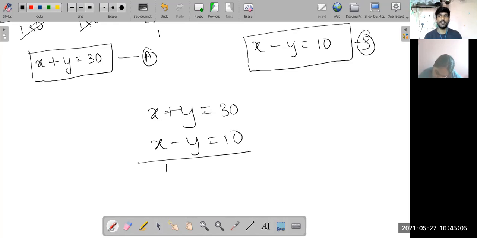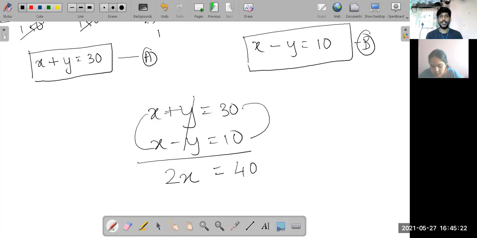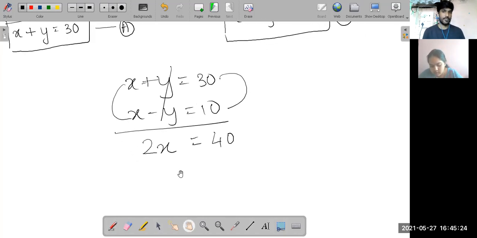So what will get cancelled? Plus y and minus y cancelled. x plus x gives you 2x. 30 plus 10, 40. So x is how much? Equals 20. Correct, 20.